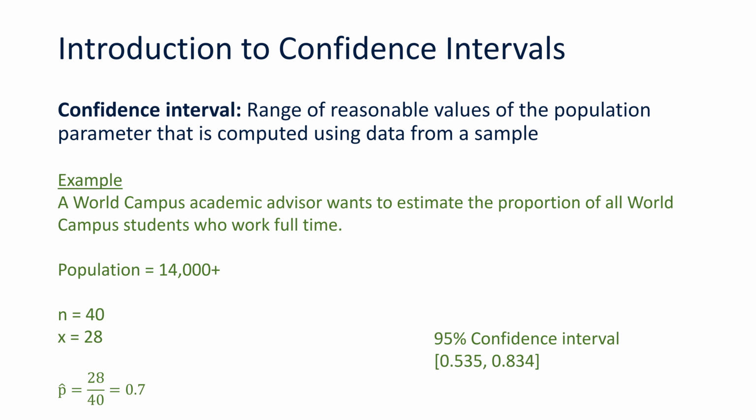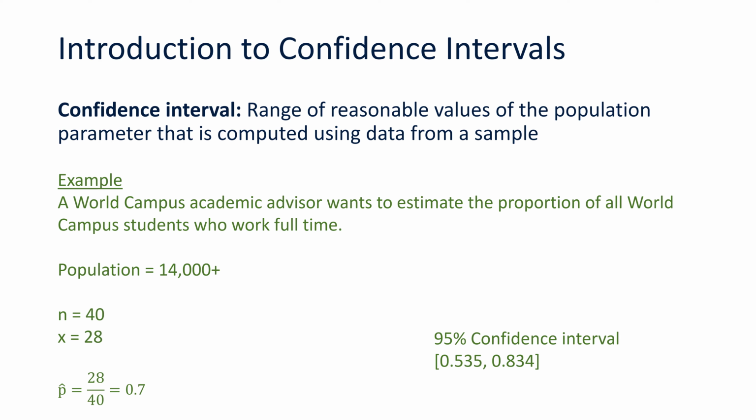A World Campus academic advisor wants to estimate the proportion of all World Campus students who work full-time. There are more than 14,000 World Campus students, so it would take too long to survey all of them. Instead, what they do is take a random sample of 40 students. They call those 40 students and ask whether or not they are employed full-time. In the sample, 28 out of 40 students are employed full-time for a sample proportion of 0.7 or 70%.